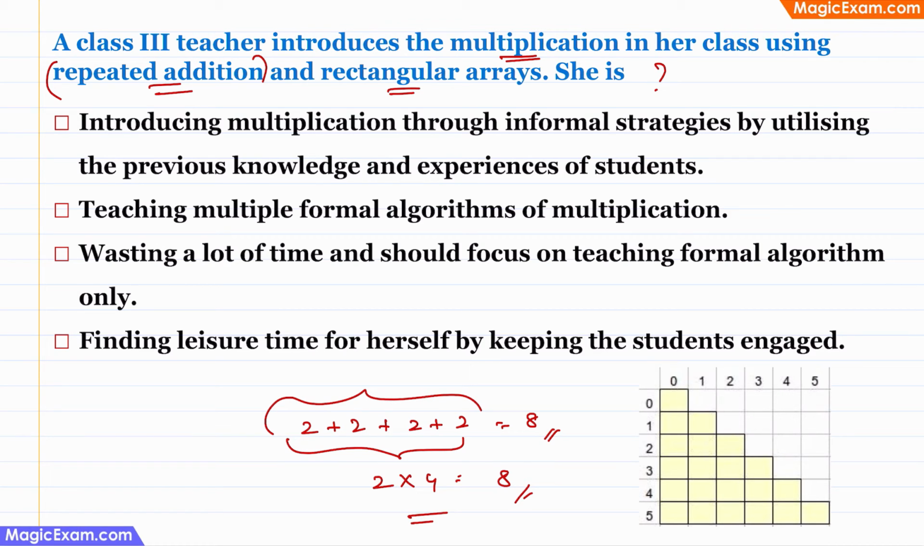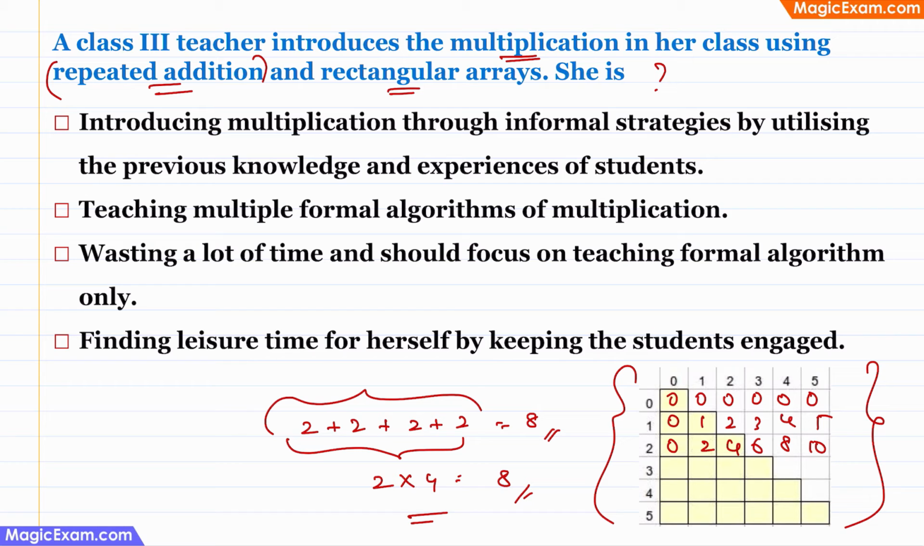She's also using rectangular arrays. It can be something like this: 0 into 0 is 0, 0 into 1 is 0. So it will all be zeros here. Then it will be 0, 1, 2, 3, 4, 5. And then it will be 0, 2, 4, 6, 8, 10. So you can use arrays or tables like this to teach about multiplication. So what is the teacher doing here?